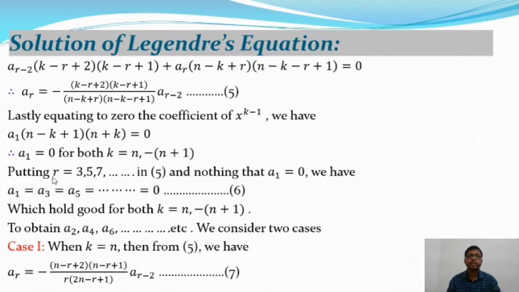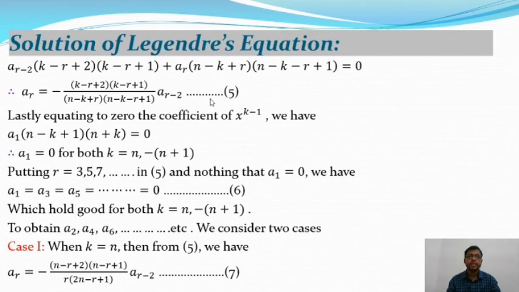Now putting r = 3, 5, 7 in equation 5, this is the recurrence relation of the given Legendre equation. If we put r = 3, r = 5, r = 7 and so on in equation 5, noting that a1 is equal to 0, we have a3 equal to 0.